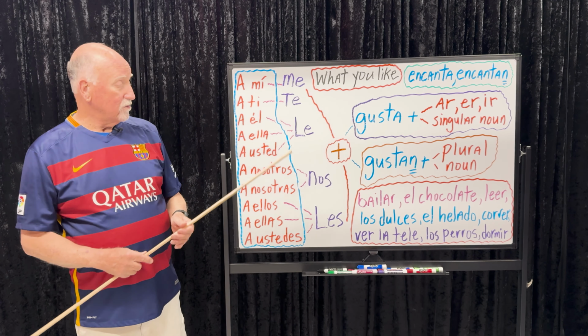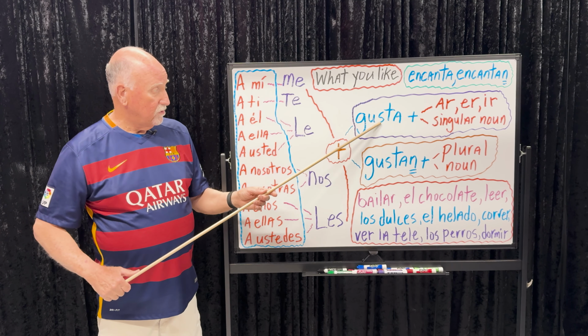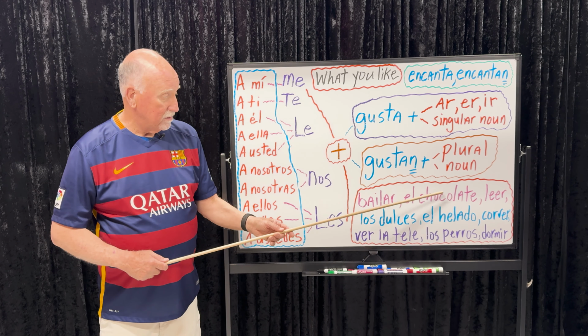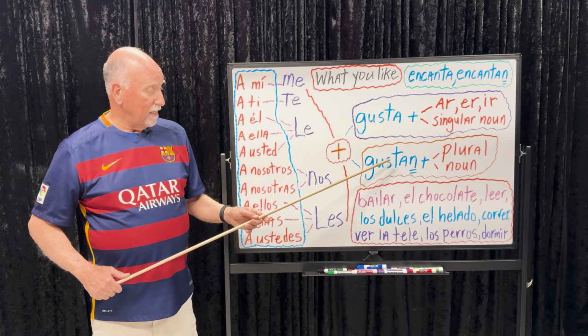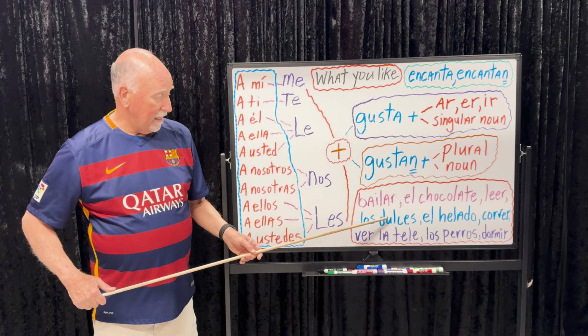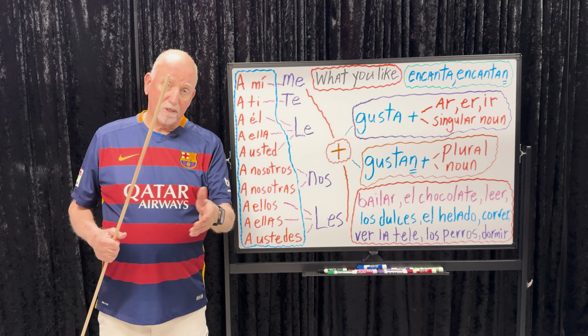So, getting back to our lesson today, if what you like is to do something, you're going to go with gusta. If you like a singular noun like el helado, ice cream, or el chocolate, chocolate, you're still going to go with gusta. But if you like something that's plural, like dogs, it'd be gustan. If it's candy, it would be gustan, right? Los libros, books, it would be gustan.